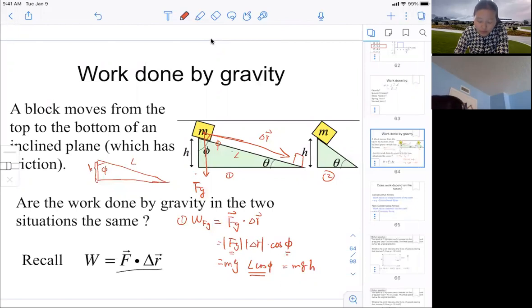So if we are to calculate the work done in the second case, do you think I need to redo this calculation? Or do you think I would know what the work done in case 2 is right away without doing the calculation? What is the work done by gravity in situation 2 at a different ramp?